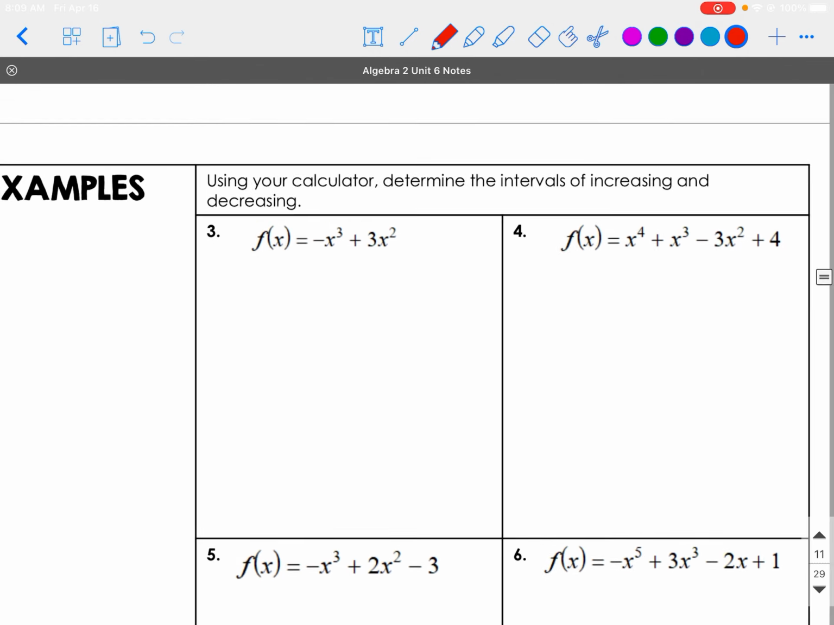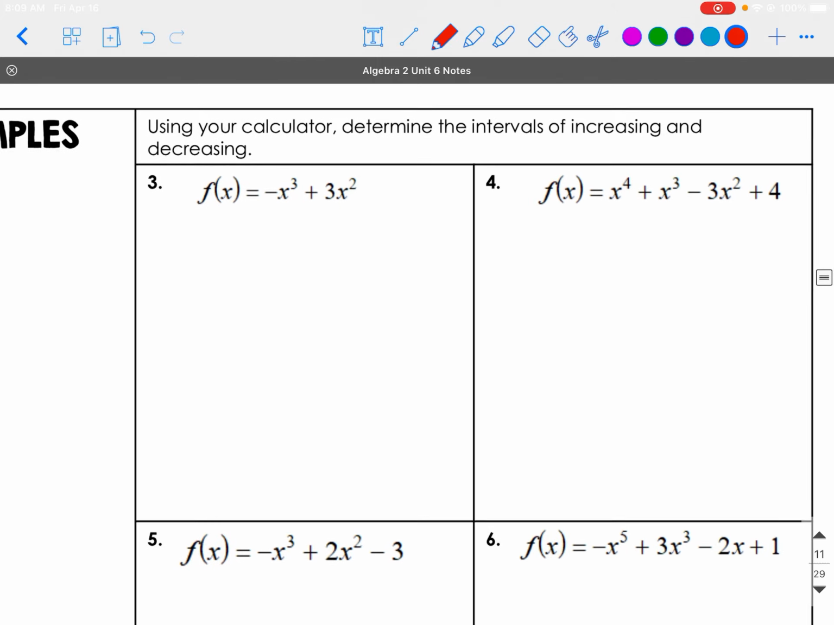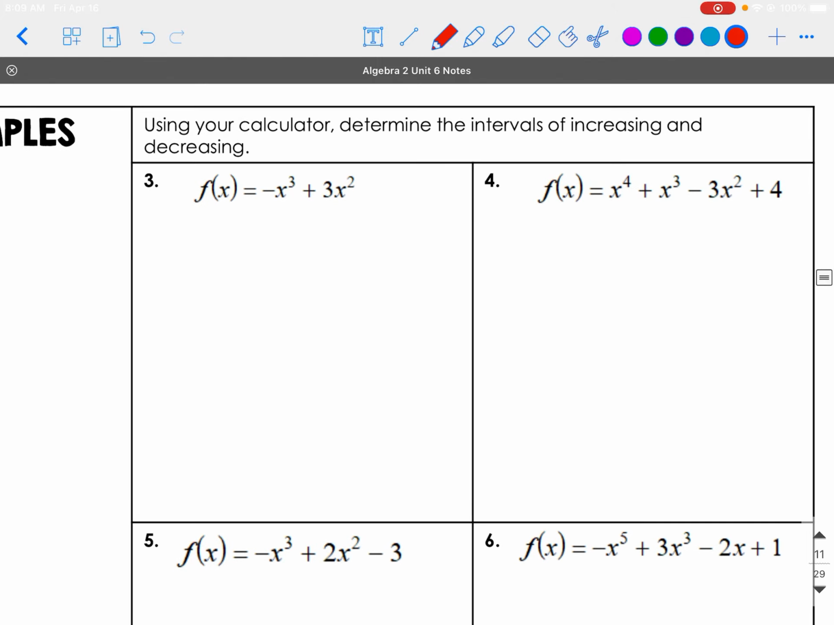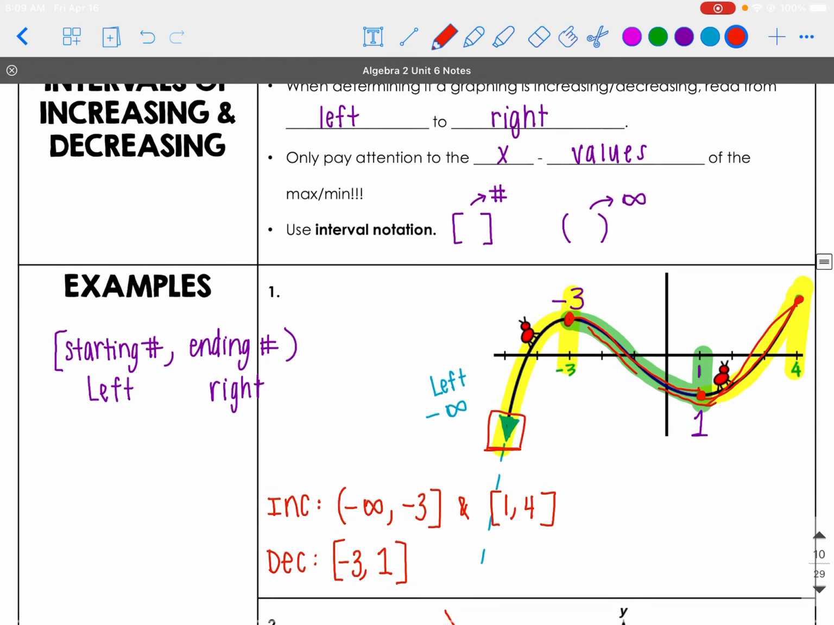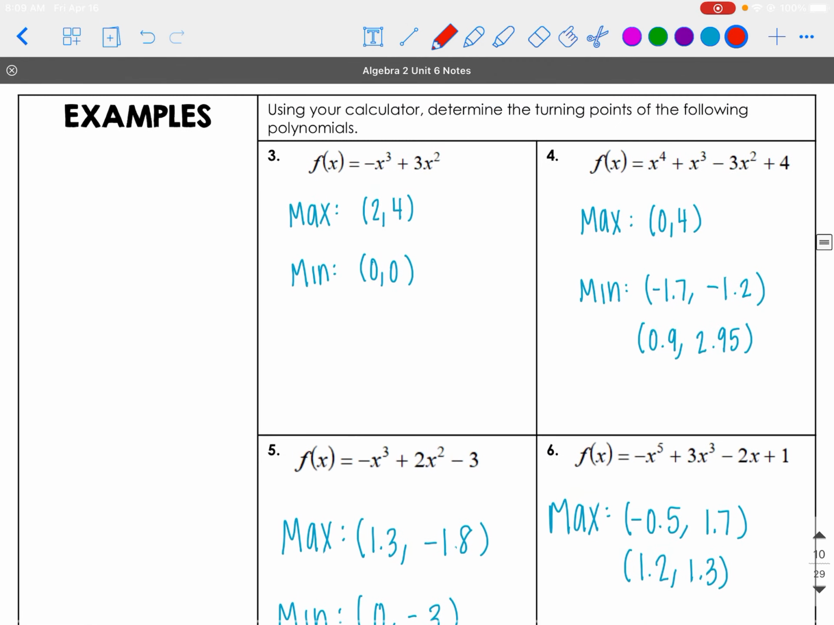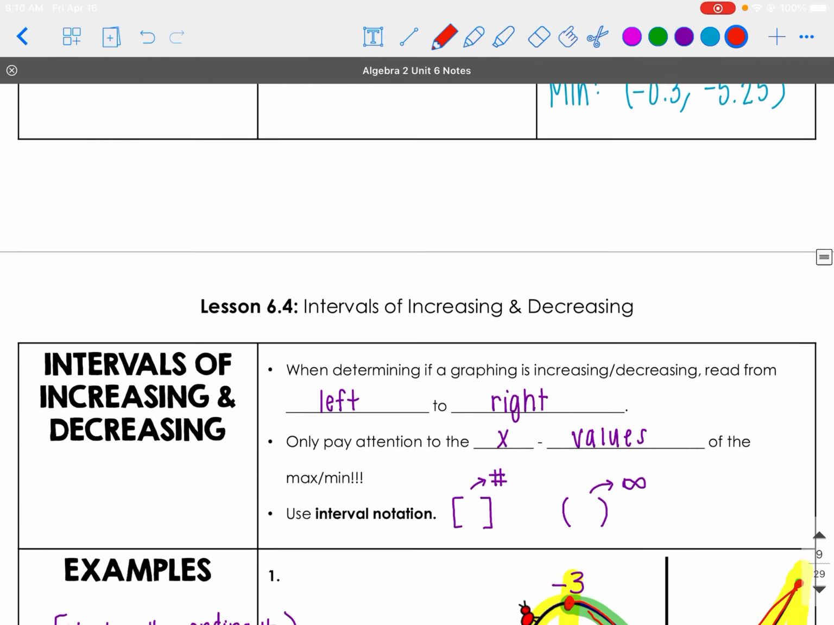Let's do some more. This time, I only gave you the equation, but these equations are the same ones from your notes yesterday, or your last video. If we look back, let me see if they're on here. Oh, yep, they are the same. So you don't have to go back and look up the maximums and minimums. Now, if I gave you new problems, you would have to find the max and the mins.